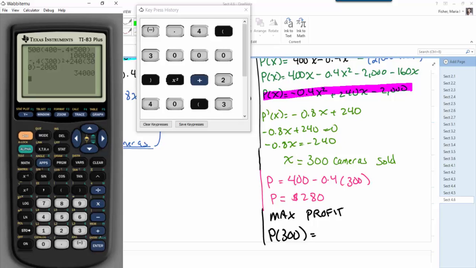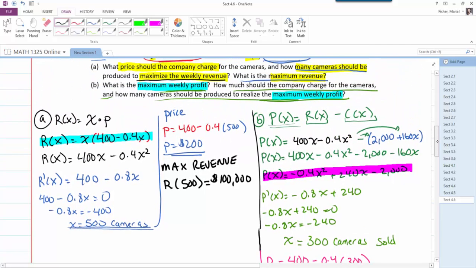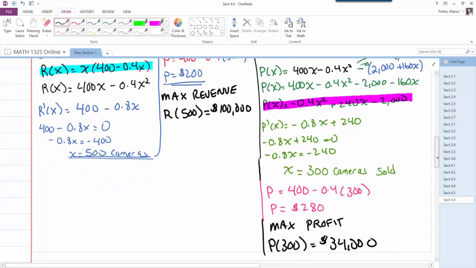And we'd end up with the maximum profit that we would make is $34,000. So our max profit is $34,000. So for part B, the maximum weekly profit is $34,000. The amount that the company needs to charge for the cameras is $280. And the amount of cameras that it needs to make to maximize the profit is 300 cameras.